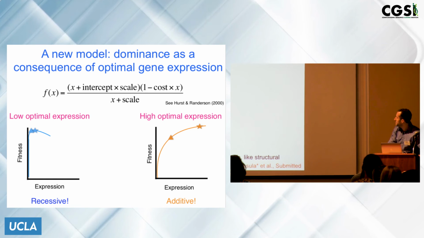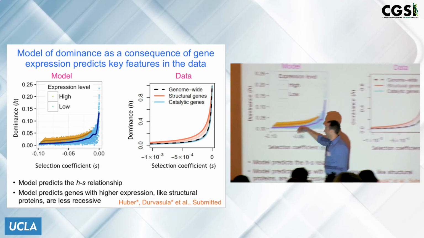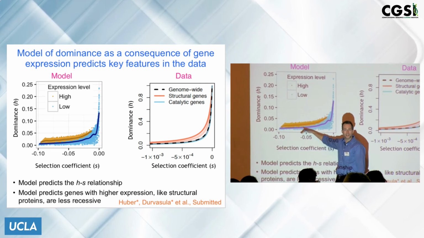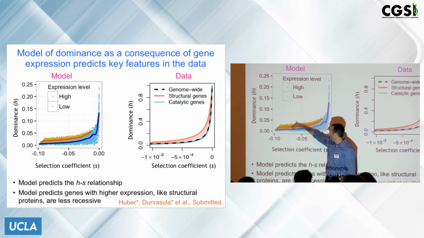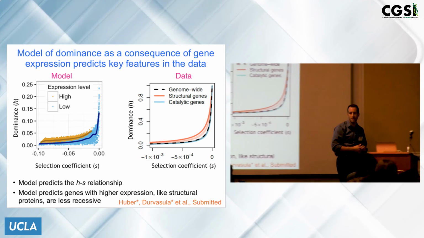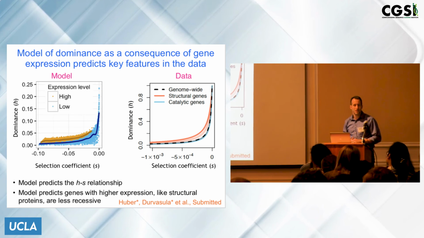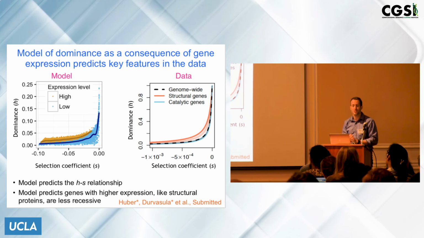If we simulate from this model, which is shown over here, we recapitulate this relationship between H and S, number 1, and number 2, genes that have higher optimal expression level will tend to look more additive. And that's similar to what we see in the empirical data. So that's the quick version of what we think could explain the patterns of dominance in different gene categories.